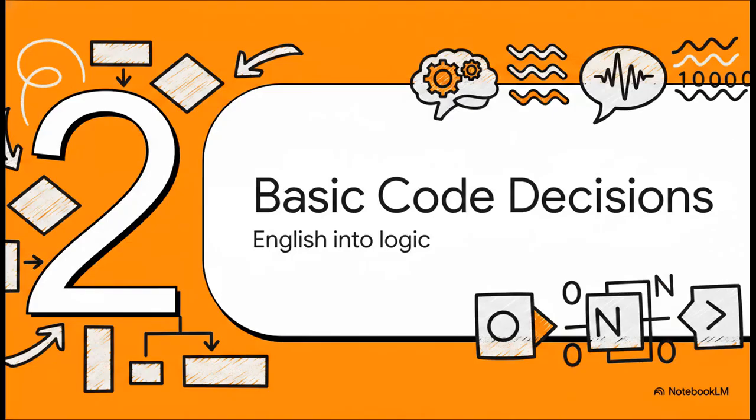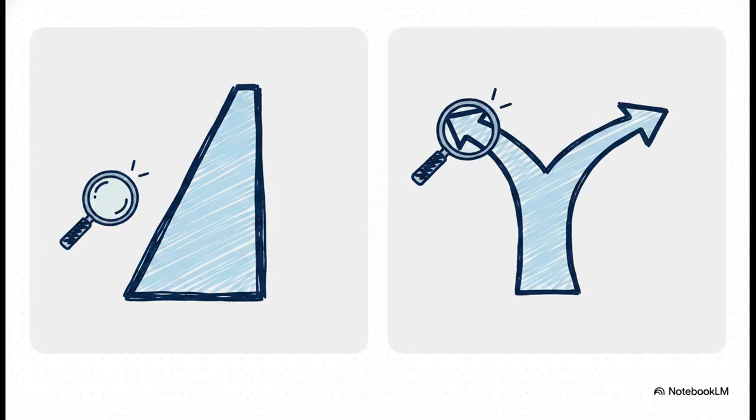Section 2, Making Basic Code Decisions. Let's look at how we actually translate everyday English into hard computer logic. So, you know how real-world programming problems are almost always handed to you in these big, standard English paragraphs? Well, computers are incredibly literal. They absolutely cannot read between the lines, and they certainly can't guess what your teacher or client meant to say.